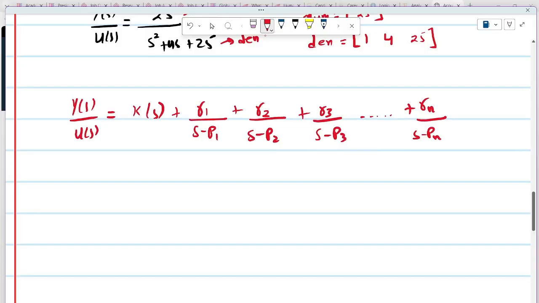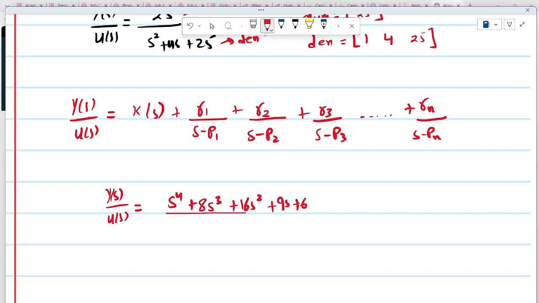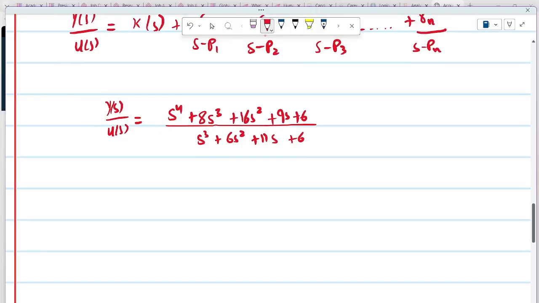So let's assume, just to make one complex partial fraction, let's say you have output over input equals to s^4 plus 8s^3 plus 16s^2 plus 9s plus 6, that's whole divided by s^3 plus 6s^2 plus 11s plus 6. So now I'm going to switch to MATLAB and we will see how we are going to get the solution using MATLAB.